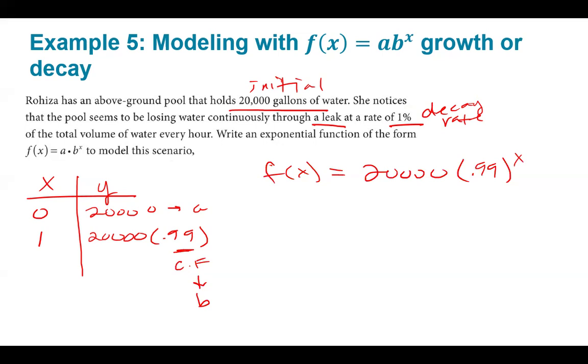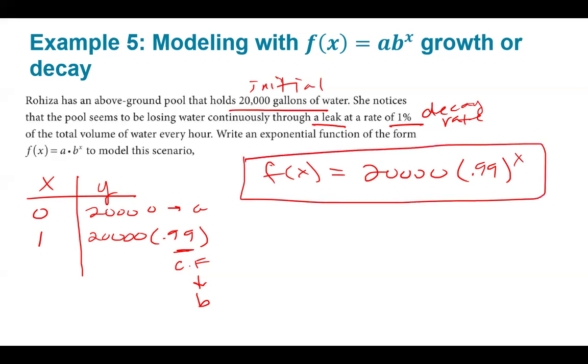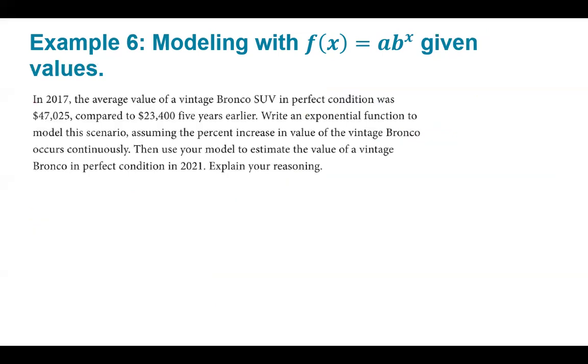Okay. And then from here, once I have this model, I can figure out how much water is going to be left after 2 hours? How much water is going to be left after 3 hours? Whatever it may be. Now, if I wanted to know how much water I'm losing every hour, then that would be writing it as the 0.01. But now I have the model and I can go from there. Okay, all right, let's get our next example here.